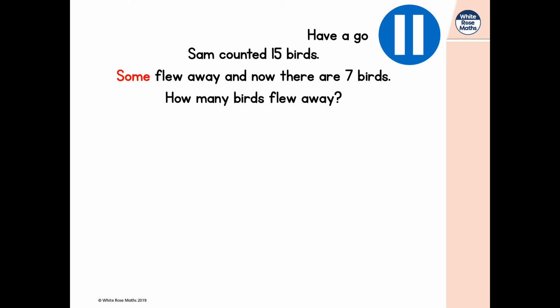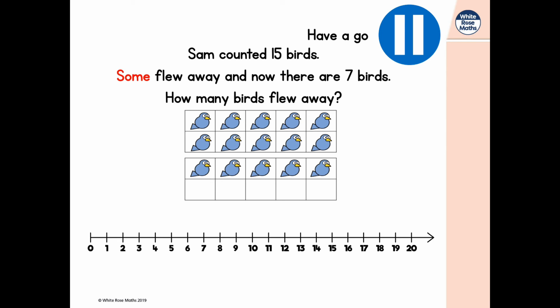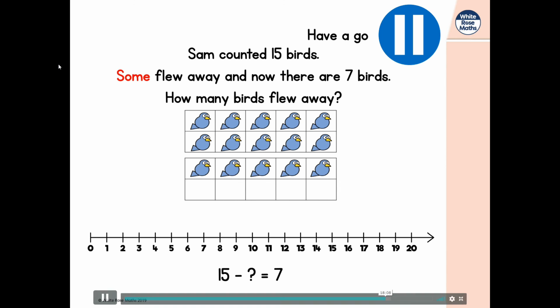Okay, let's have a look. I'll show you how I drew it out. Here I have 2 10 frames, one filled with 10 blue birds and one with only 5 birds. That represents the 15 birds that Sam counted. I also have a number line. But before we go any further, what calculation would I use? I'd use 15 to represent the counted birds, subtract some, we don't know how many flew away, equals 7, the number of birds that were still there at the end.